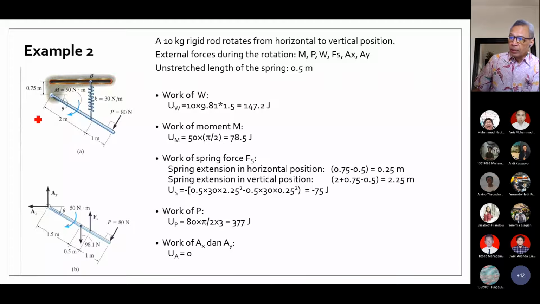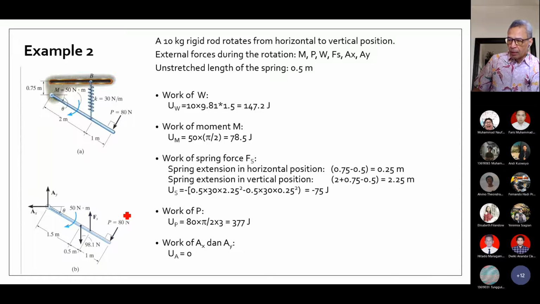Another force acting on this bar is a moment. We put a moment of 50 Newton meters working on this rigid bar, and actually there are some other forces. If we draw the free body diagram of this rigid bar, we have the weight of the bar acting in the middle of the bar, and also the reaction forces acting on the hinge at this point A. So this is the free body diagram of the rigid bar and all forces acting on it.